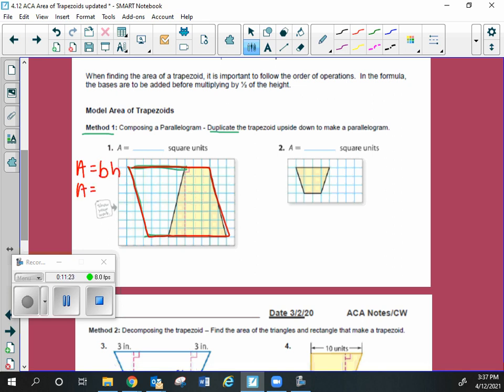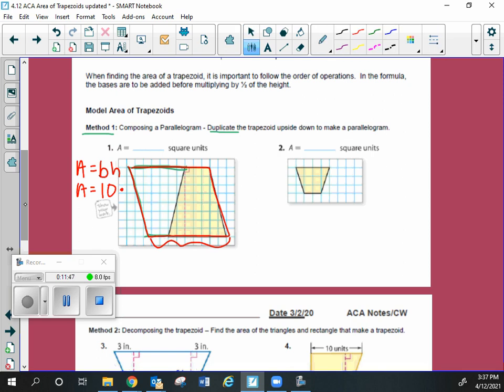Could I figure out the base length of that parallelogram? Yeah, what is the whole base length of that parallelogram? I'll give you a hint. It's 3 plus 7. 10. Okay, 10. And then the height, okay, it has to go straight up and down.